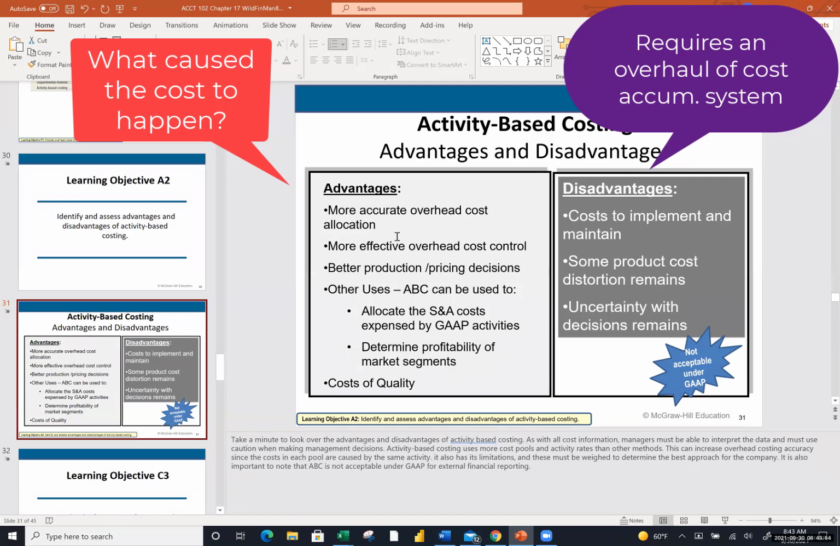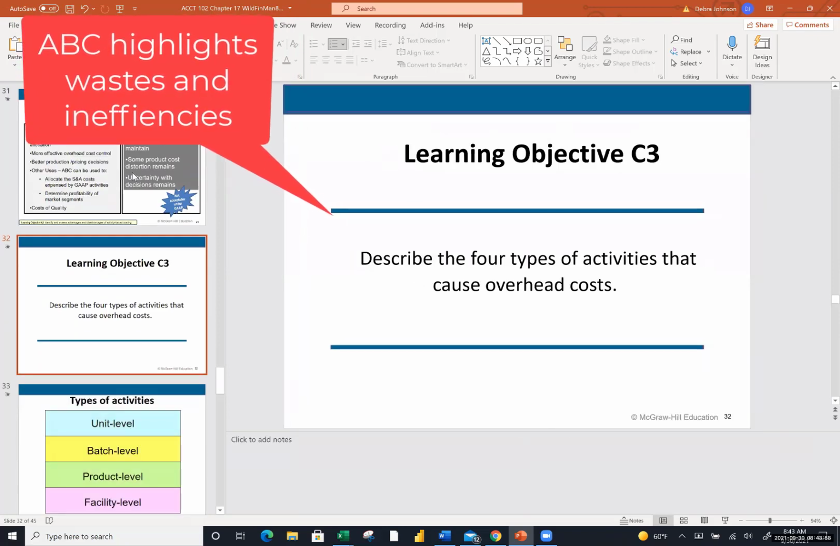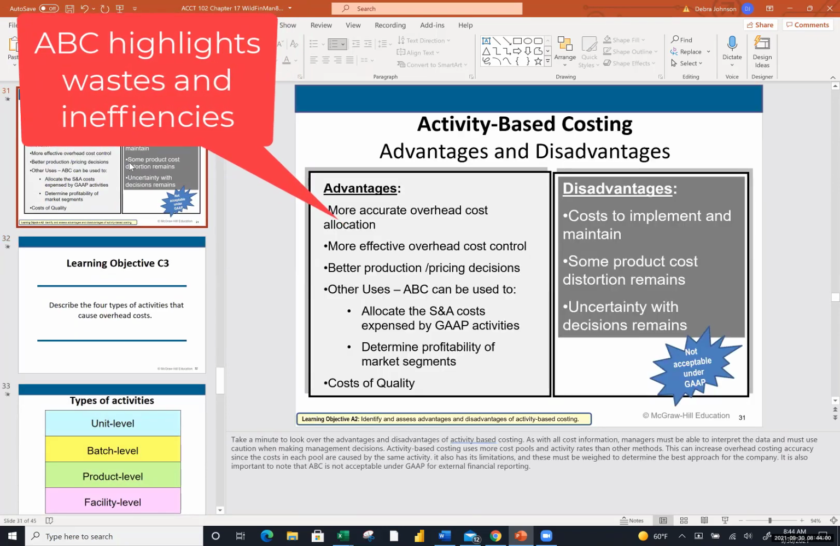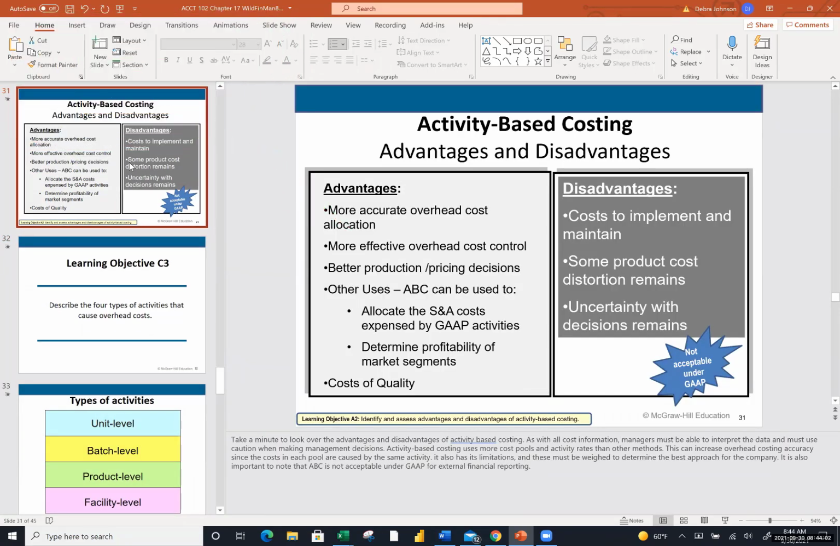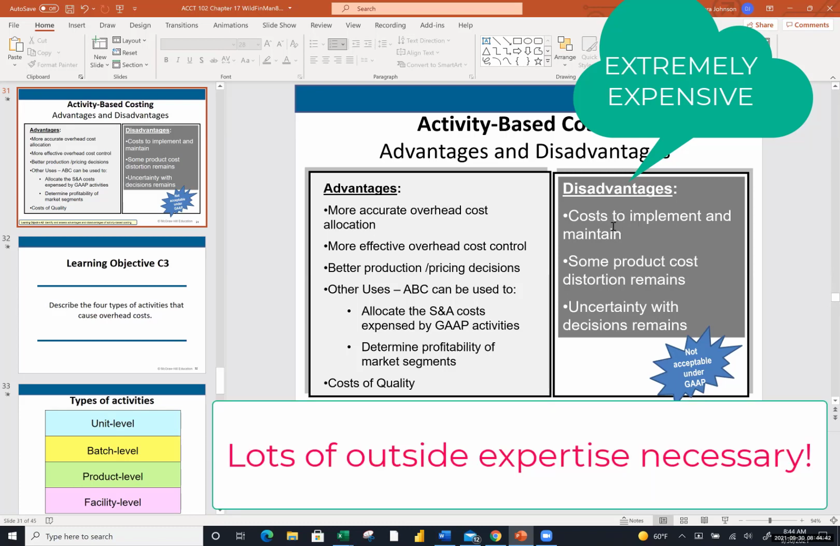So there are some advantages. I would say the biggest advantage of this, and I'm not even sure they list it, is that it highlights inefficiency and waste. The major disadvantage is the cost. It is extremely cost burdensome when you have to start hiring accountants, engineers, kinetic engineers. You have to make space for them.